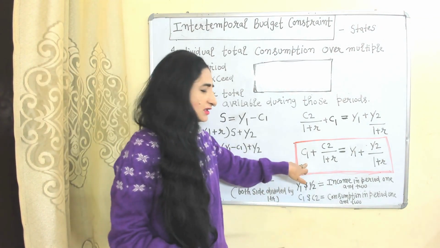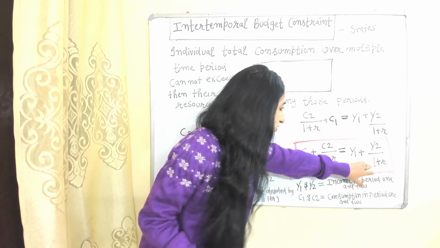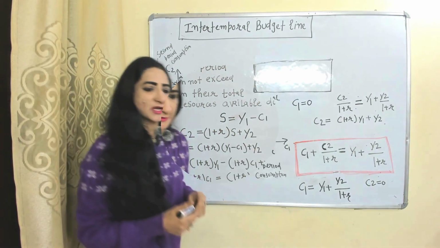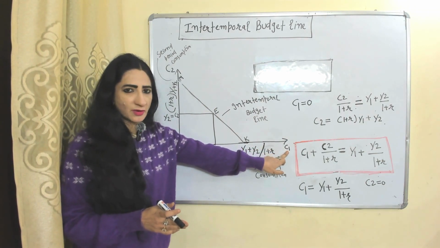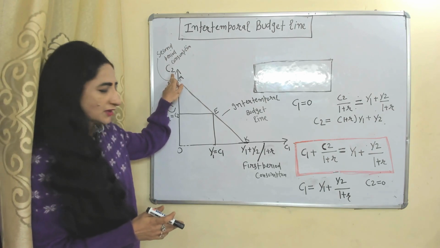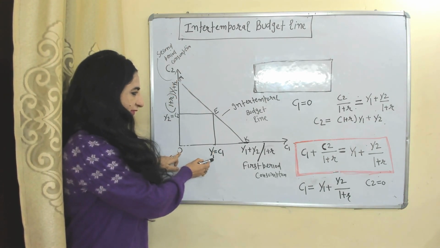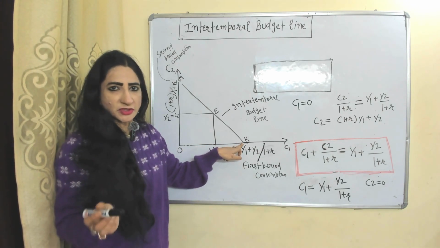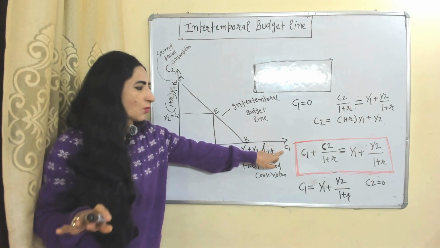And this equation shows consumption of multiple time periods should not exceed the resources available for multiple time periods. Now we will see the intertemporal budget line. Consumption of period 1, consumption of period 2. Consumption of period 1 depends on income of period 1. Point K shows C2 is 0, meaning consumption of period 2 is 0, because we are just talking about C1.